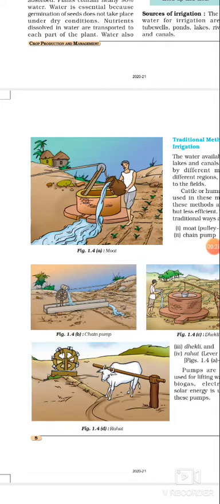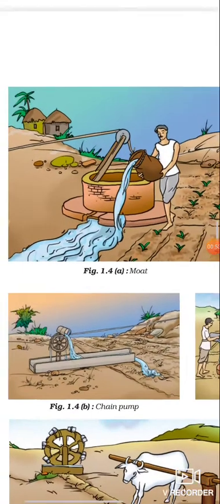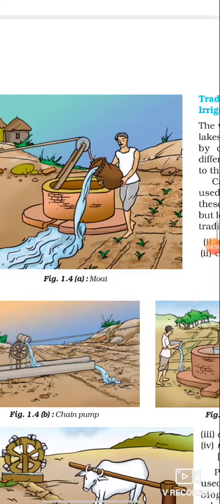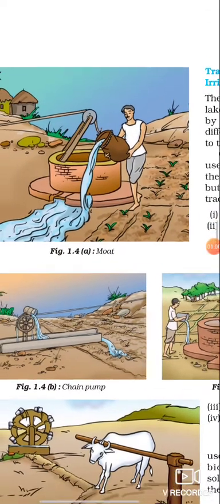There are different ways that the farmers are adopting. Number one, from the figure you can see that it is the moat. What is the moat? Moat means the pulley system. The water is available in the wells, so with the help of this pulley, the container is dropped into the well, and then with the help of the pulley, this container is brought back, and the farmer manually gives water to the fields.